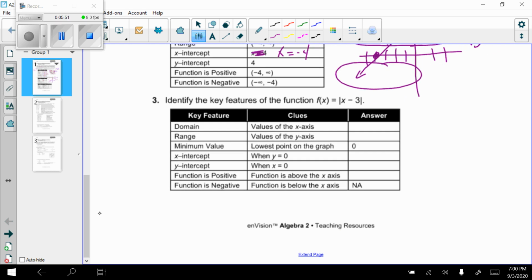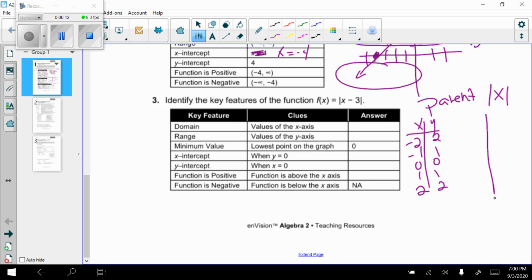Next one, identify the key features of the function f of x equals absolute value of x minus 3. Okay, so remember that its parent was just absolute value of x. If I looked at my xy table of my parent function, using our -2 up to 2, we would get these values. So now my new one, absolute value of x minus 3, that shifts to the right 3. Remember, it always comes out opposite, so it would have been x plus 3.